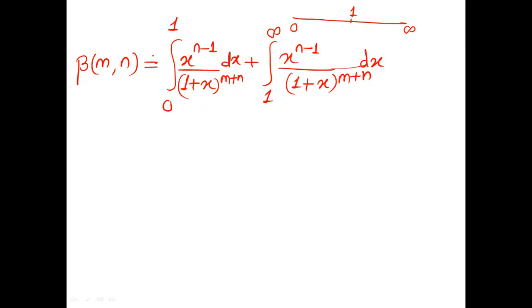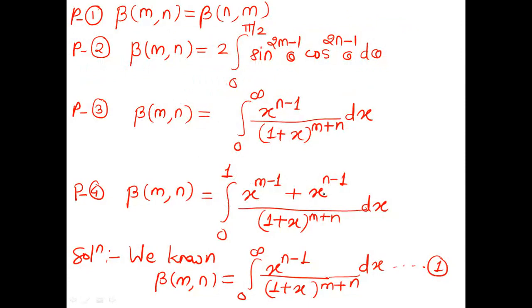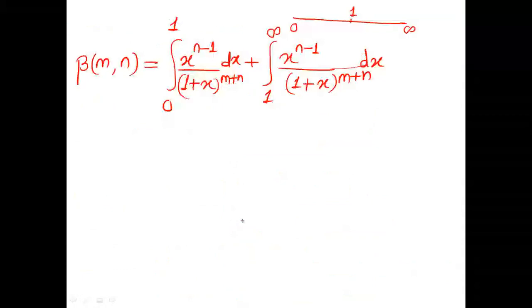If you see this, the first part, the integral from 0 to 1 of x to the power n minus 1 upon 1 plus x raised to power m plus n, is one of the required parts. What is left to prove is that the remaining part must be x to the power m minus 1 upon 1 plus x raised to power m plus n from the limit 0 to 1. Are we getting that? We have to obtain that with the help of this second part, the limit from 1 to infinity. Let's call this equation number 2.